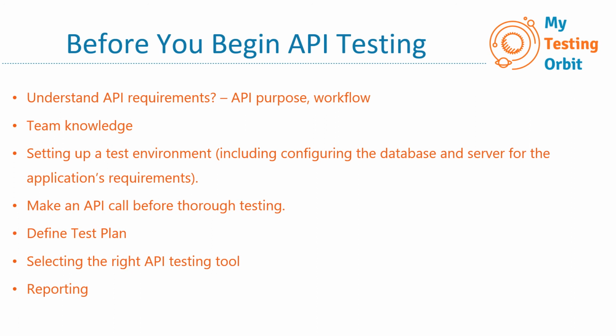Reporting. It includes the reporting of both execution and also defects. That needs to be thought of beforehand: what kind of tools you are using for defect reporting, what would be the format, etc. So whatever reporting is needed for API testing, that needs to be planned ahead.